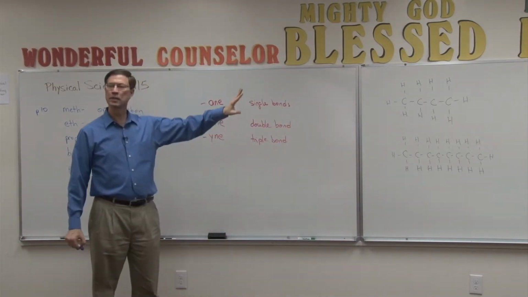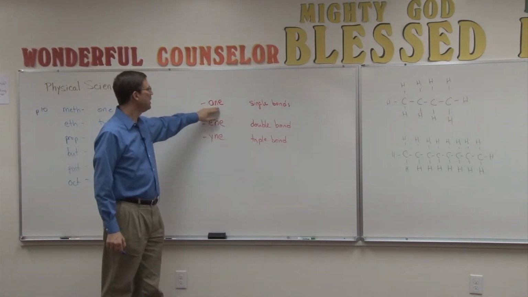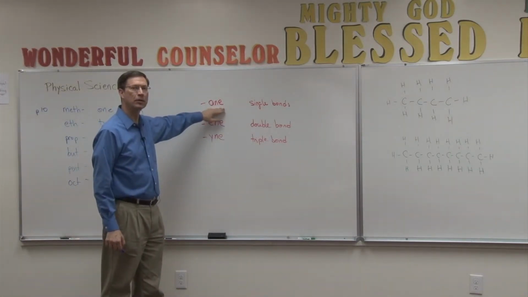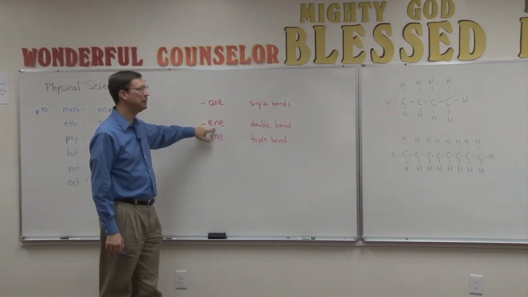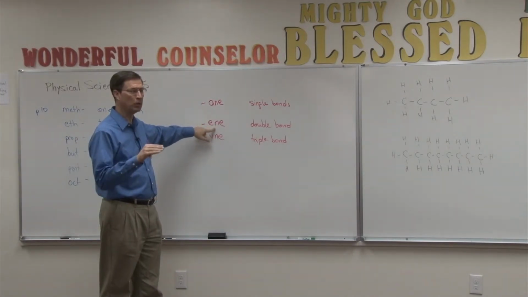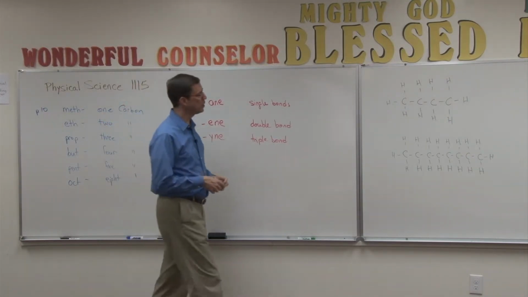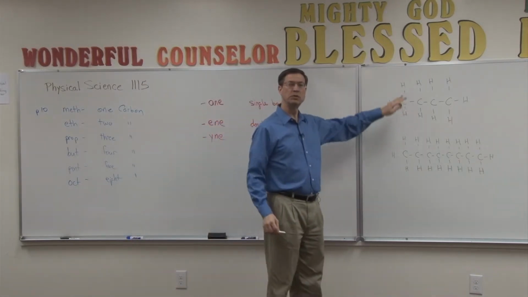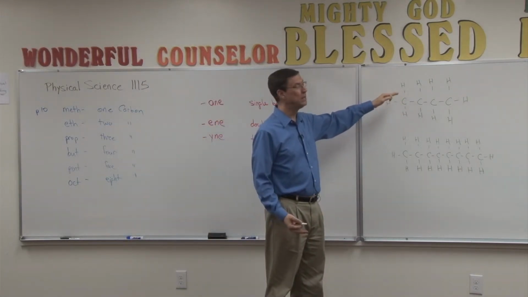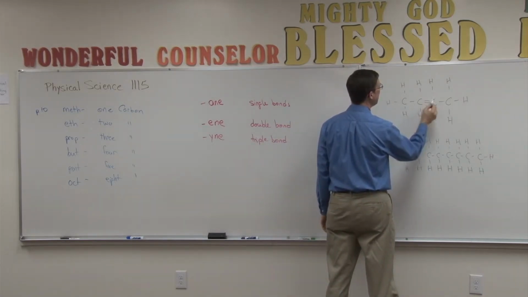If it's all single bonds between the carbons, then we use the ending ane, okay? If there is one double bond anywhere in the molecule, it only has to be one, then it becomes an ene. So I'm going to change this diagram over here, and instead of butane, I'm going to make this butene. So let me erase this right here, and I'm going to make this a double bond.